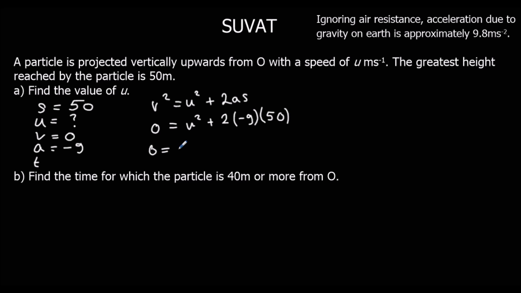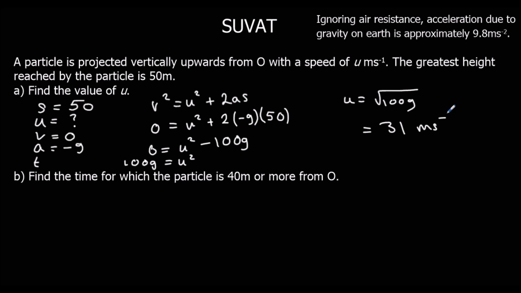So 0 equals u squared minus 100g. So 100g equals u squared, which means u is the square root of 100g. And we can type that into the calculator, square root of 100 times 9.8, and to 2 significant figures, we get 31, and it's meters per second to 2sf.